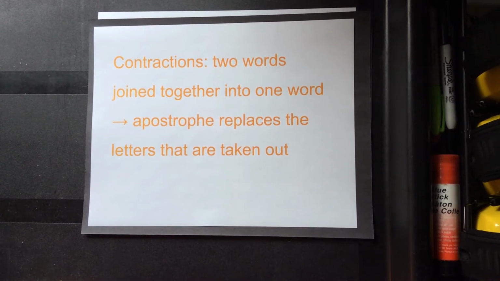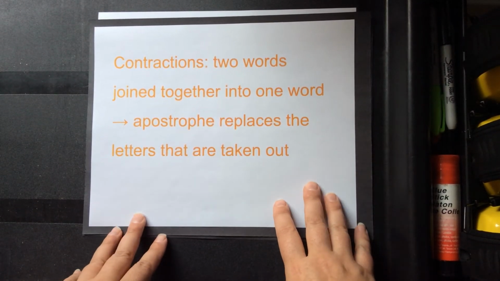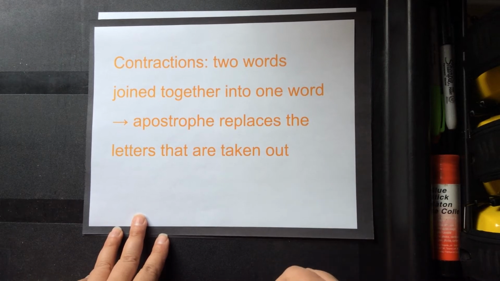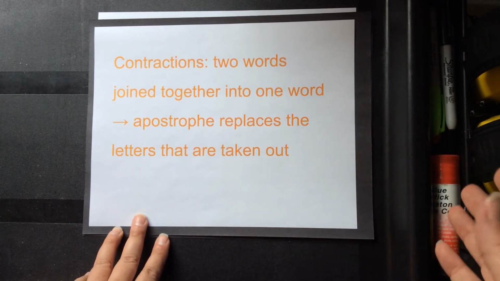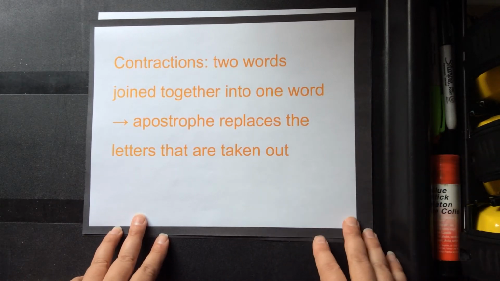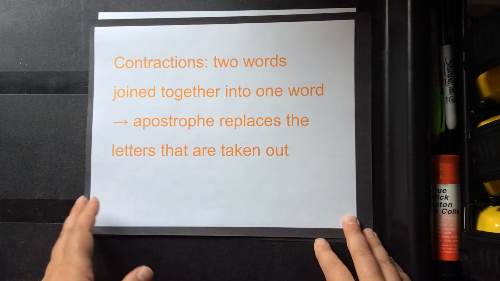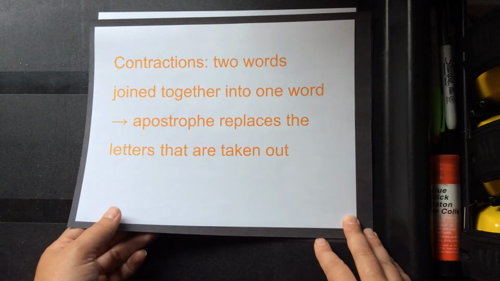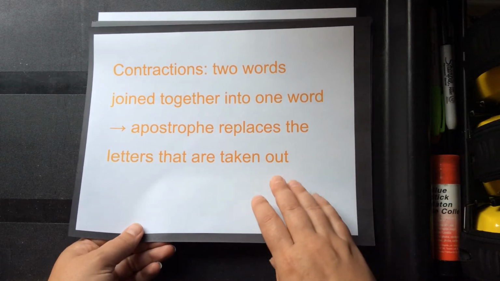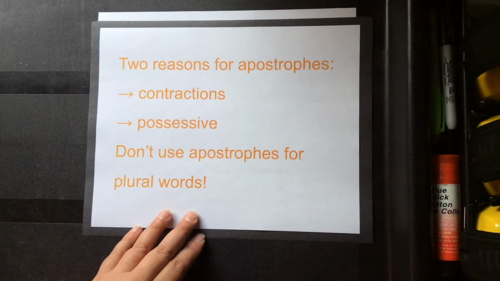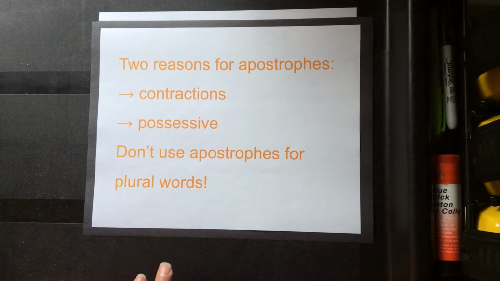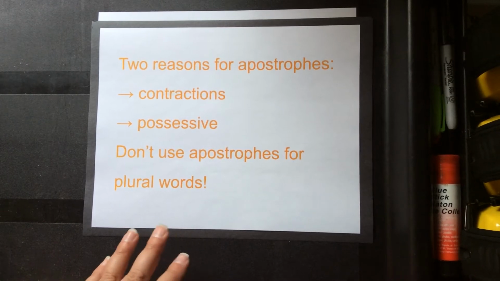And the apostrophe is going to replace the letters that we take out of the two words when we join them together. So if you're ever not sure where to put that apostrophe, you just need to figure out what are the two original words, how would I spell them, what words are missing, and put the apostrophe in place of those missing letters. There are two reasons that we use apostrophes in English, and only two.